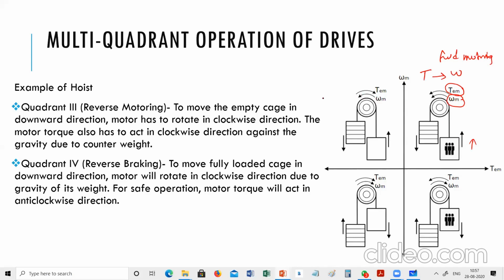But in second quadrant, in braking, this is forward braking. You can see that the empty cage we have to lift, and the empty cage will be lifted because of the action of the counterweight. This means the load torque in this case is helping speed, and the motor torque is opposing speed. Here in first quadrant the load torque is opposing speed.